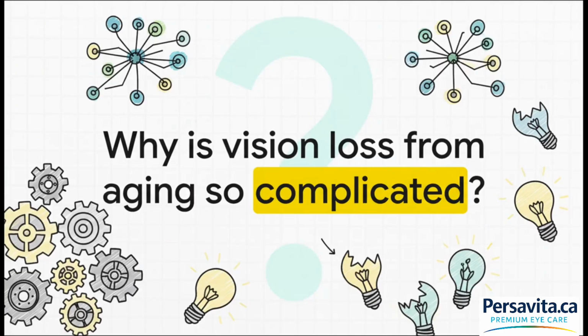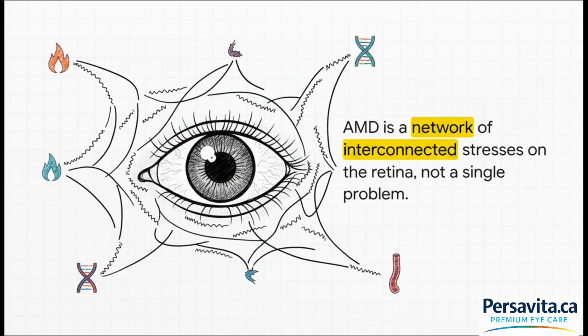So, first things first, why is this condition so tricky? Why is it so complex to get your head around? Well, the biggest reason is that AMD isn't just one single thing going wrong. It's not like a single fuse blows and you just replace it. Instead, you've got to think of it like an entire system that's under a whole lot of pressure. It's really a network of interconnected stresses, a whole web of issues that includes everything from inflammation and genetics to your blood flow. And, when you've got a system-wide problem, you need a system-wide way of looking at it.